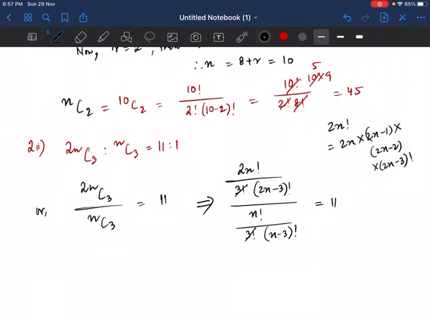So in the same way, n factorial, we can write it as what? n into n minus 1 into n minus 2 into n minus 3 factorial. We can write this thing, right? So we will be writing these things.